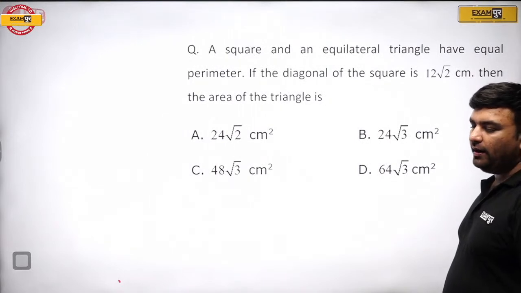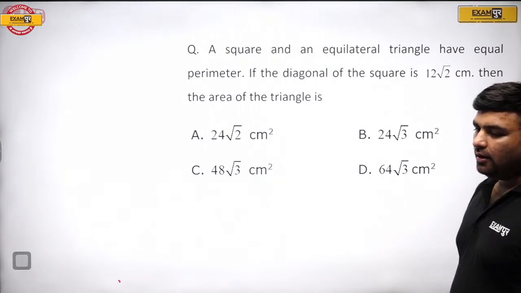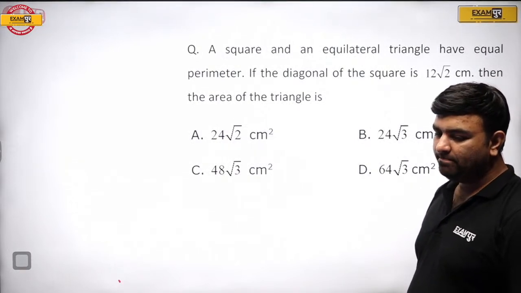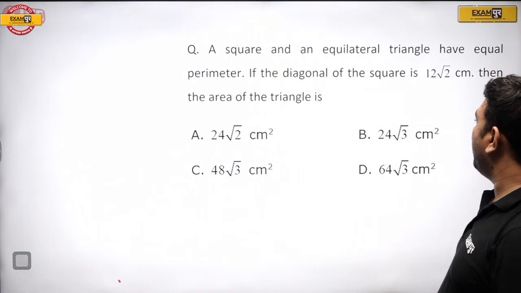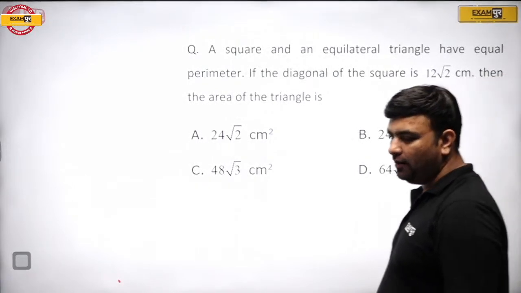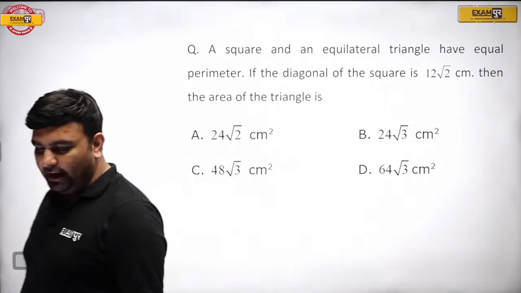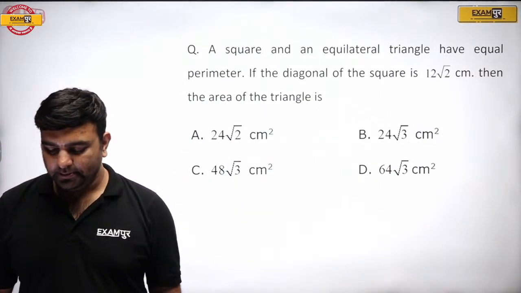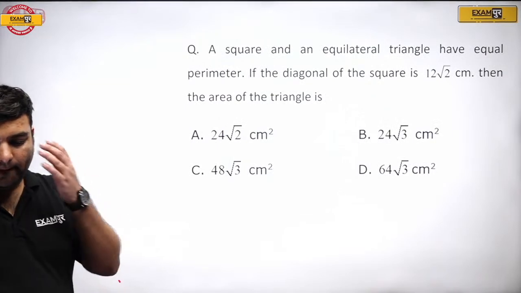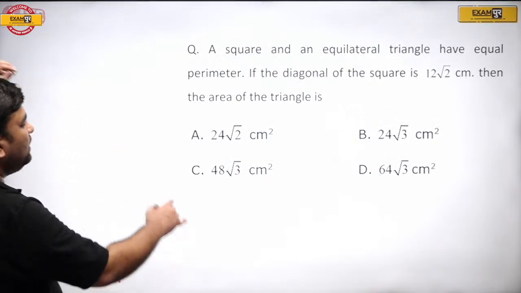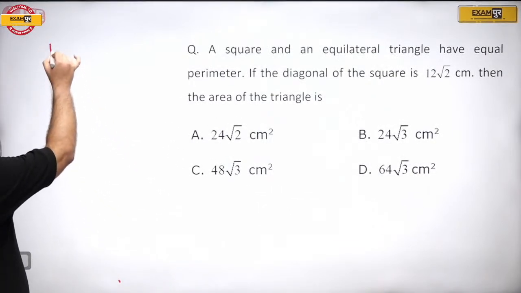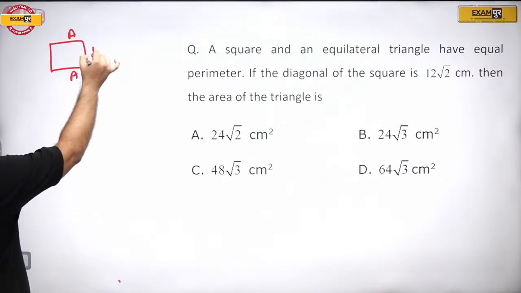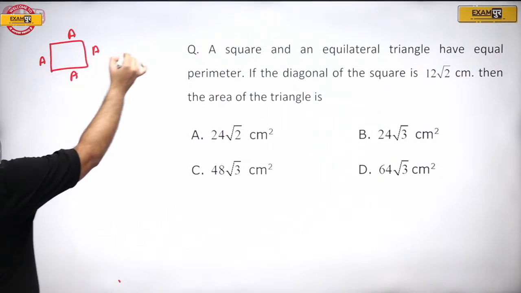A square and an equilateral triangle have equal perimeter. If the diagonal of the square is given, what is the area of the triangle?